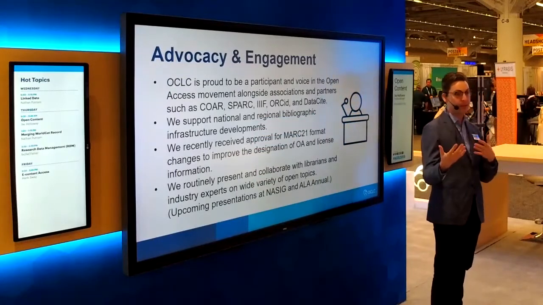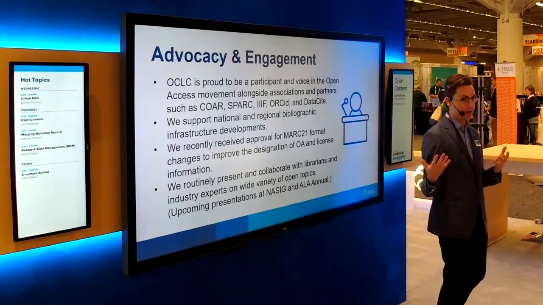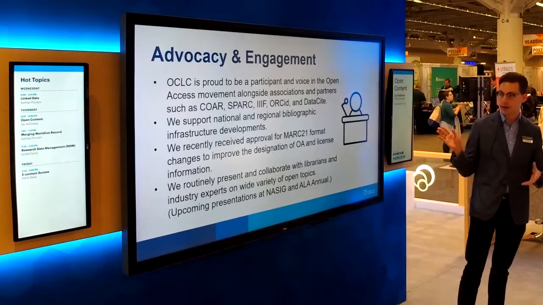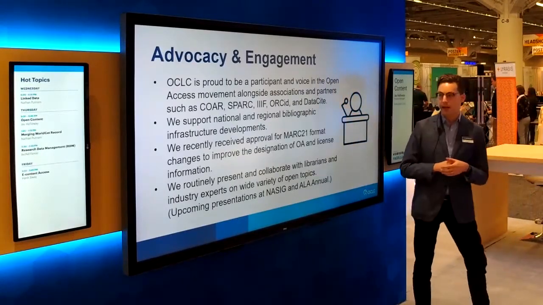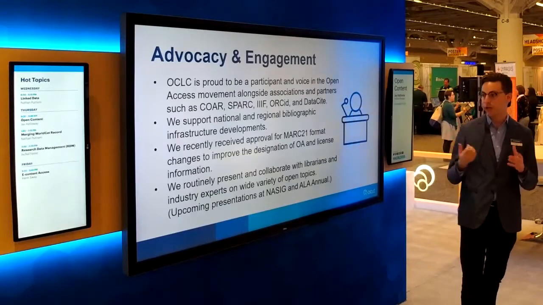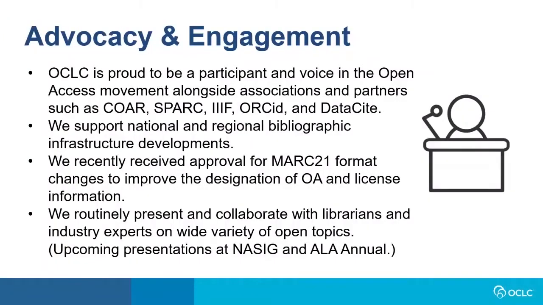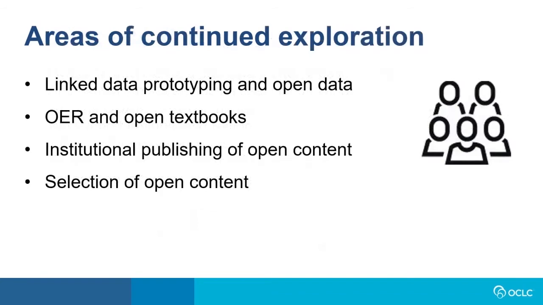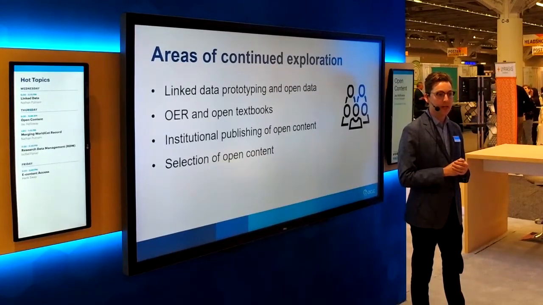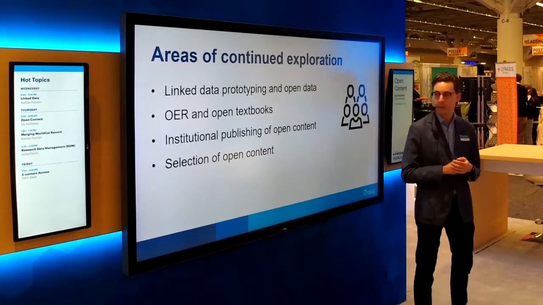We're also, like we said, going to places where good work's already being done. So we're working with Core, Spark, IIIF, ORCID to understand where they're at and how we can help. We're supporting national and regional bibliographic infrastructures. And we talked about the MARC proposal a little bit already. We're going to continue exploring in these areas. A few examples of that are linked data prototyping with open data. So connections with Wikidata, VIAF, open metadata that's out there that we can use to enrich the discovery experience.